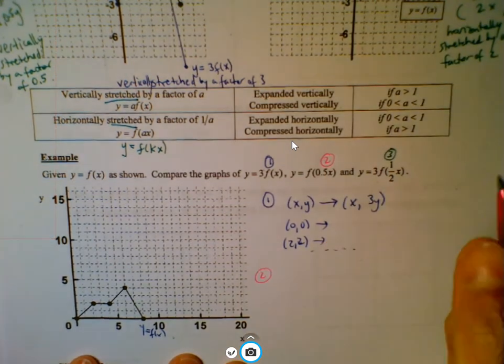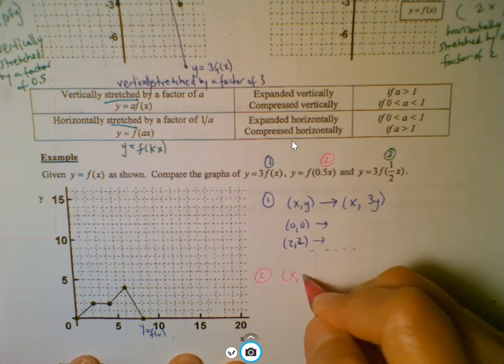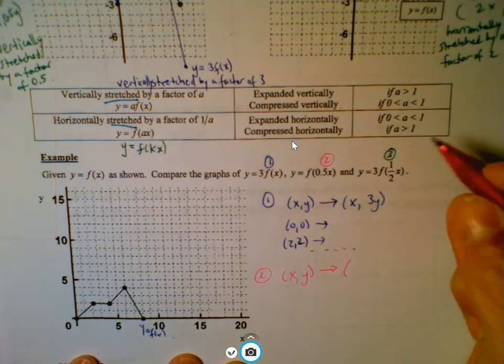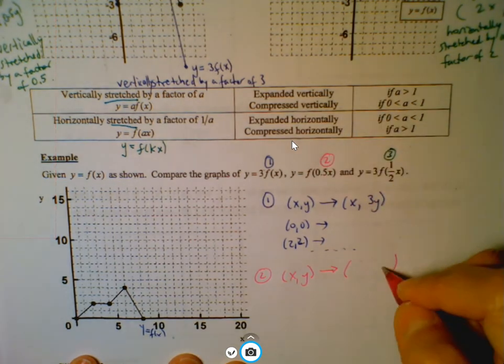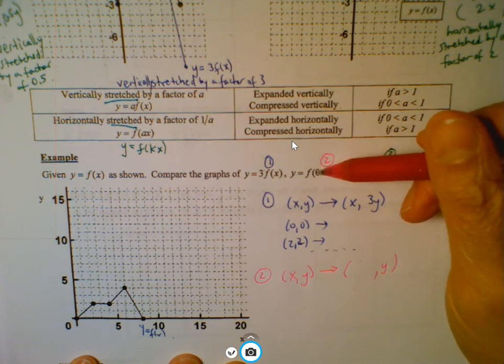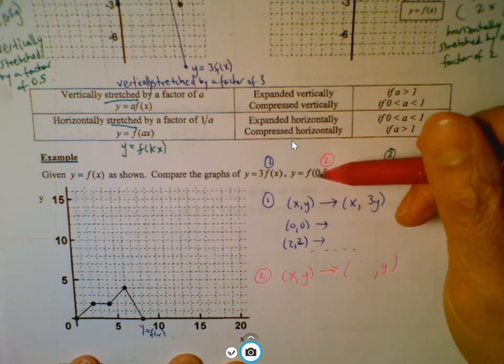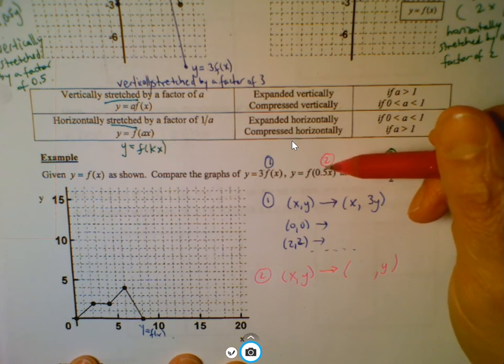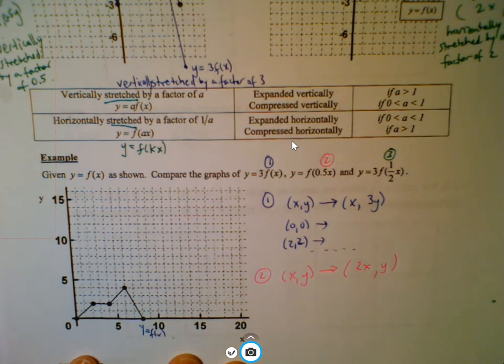Then I'll do number 2. Here we have the x's are changing, so the input is changing, so xy is going to become, the output is not changing, it's just the input, so I'm going to leave my y alone. If we have a 0.5 or a 1/2 on the inside, that means it's a horizontal stretch. But the horizontal stretches are backwards, so if you have the 1/2 inside, it means that the x's would have to be doubled. So this is going to be 2x, y. And you can draw that graph.